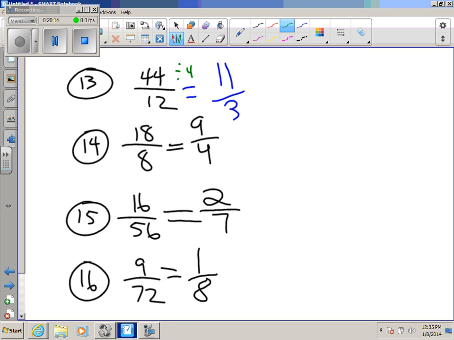44 divided by 4, 12 divided by 4, 11 to 3. Very good. 18 to 8, both divisible by 2. Therefore, 9 to 4 looks good, right? Can't get any simpler than that. 16 to 56 looks like we went by 8, 2 to 7. Very good. And then 9 to 72 looks like we went by 9. 1 to 8 is the final. All 4 of those are correct. Anyone get all 4 of them correct in their work?